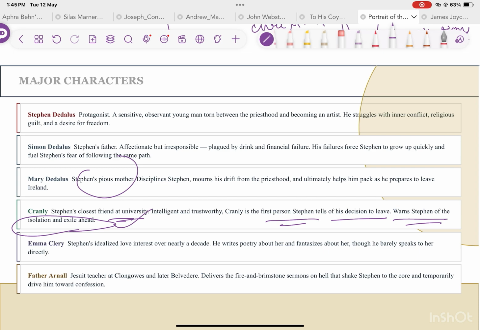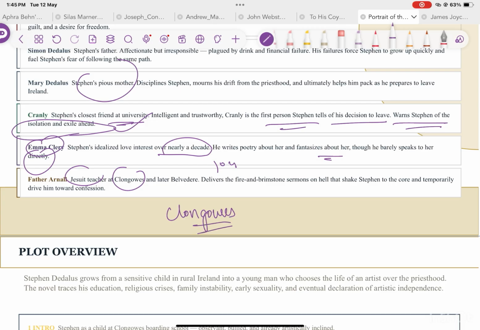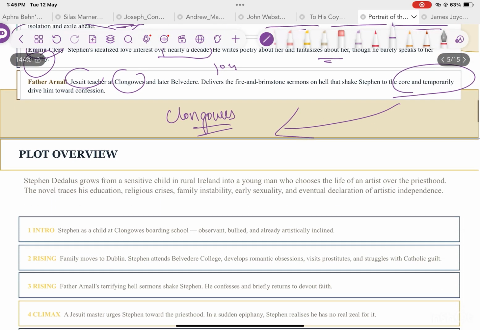So, Emma Clery is Stephen Dedalus's love interest over nearly a decade, 10 years. He writes poetry about her, fantasizes about her, though he barely speaks to her directly. And Father Arnall, Stephen's teacher at Clongowes, and later at Belvedere, delivers the fire and brimstone sermons on hell that shake Stephen to the core of his being. These events will be looked at when we discuss the plot in detail.